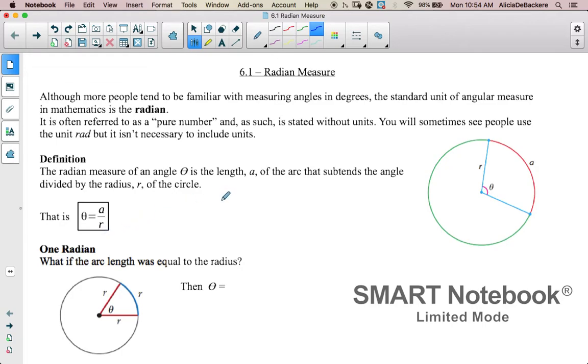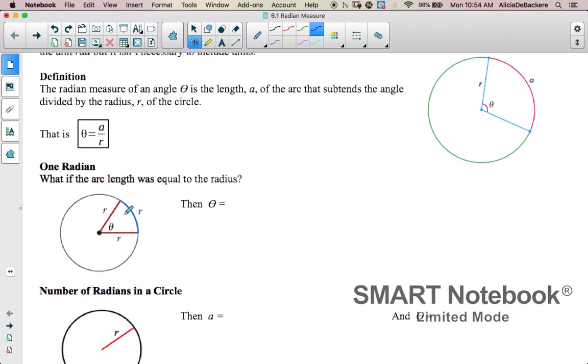So you'll see some examples in your text. I don't have any examples in our lesson because I think it's pretty straightforward. They're going to give you the arc length, they're going to give you the radius, and you're going to plug that in here, and you're just going to calculate the angle in radians. Or sometimes they might give you the angle in radians and the radius, and then you'll just rearrange this formula to find the arc length.